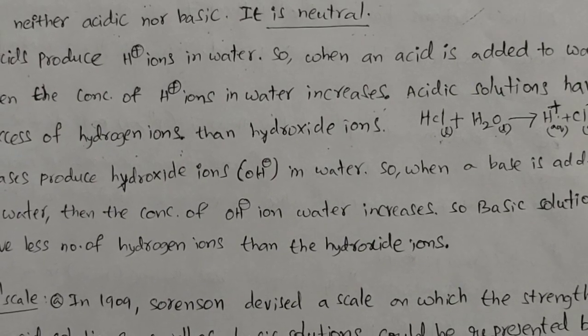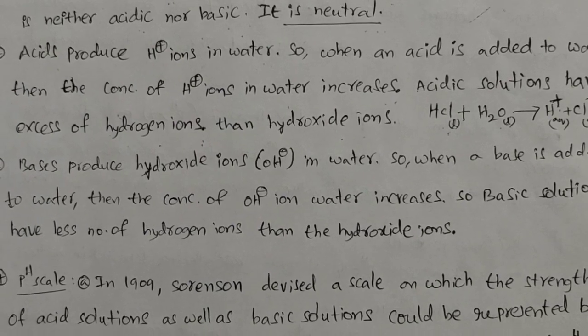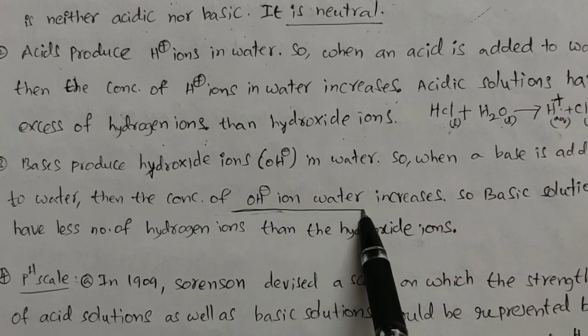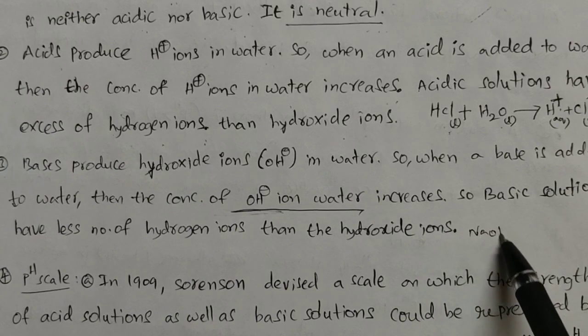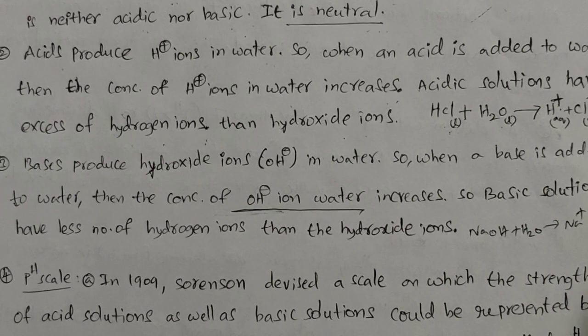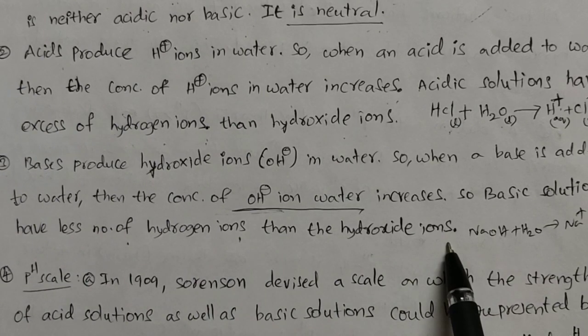Similarly, if we add a base to water, what happens? Bases produce hydroxide ions, OH minus ions, in water. So when a base is added to water, the concentration of OH minus ions in water increases, right? Say, for example, NaOH. If it is added to water, what happens? It ionizes to Na plus and OH minus. This increases the OH minus ion concentration in water. That is the reason why basic solutions have fewer hydrogen ions than hydroxide ions.